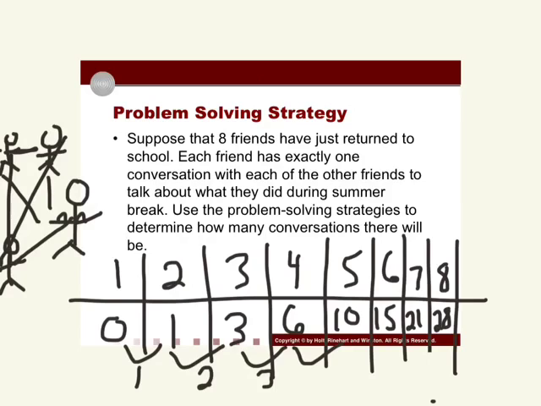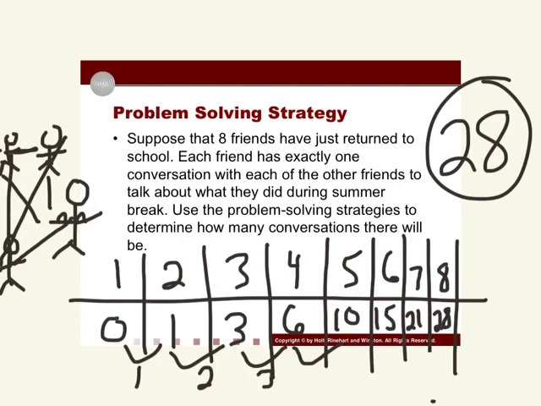So how many conversations would there be? You guessed it, 28. Once again, how did I find that out? Well, I used some basic logical thinking, and then I just extended that pattern. If there's 8 people and they all talk to each other, that'd be 28 conversations.